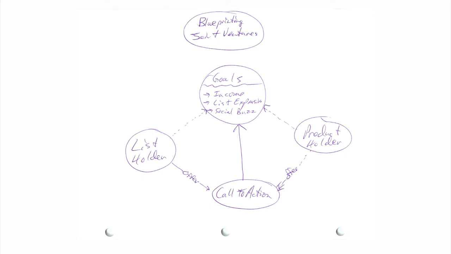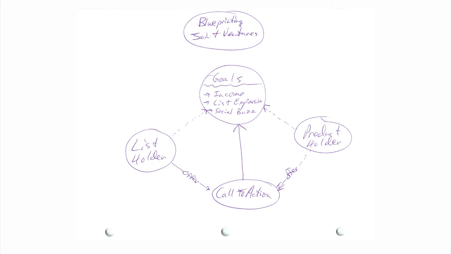And, you know, usually in the goal situation, for example, a list holder and product holder will both have a goal of a lifestyle increase by a joint venture. And then also the product holder will also typically have an increase in their tribe. So they'll be adding to their list.